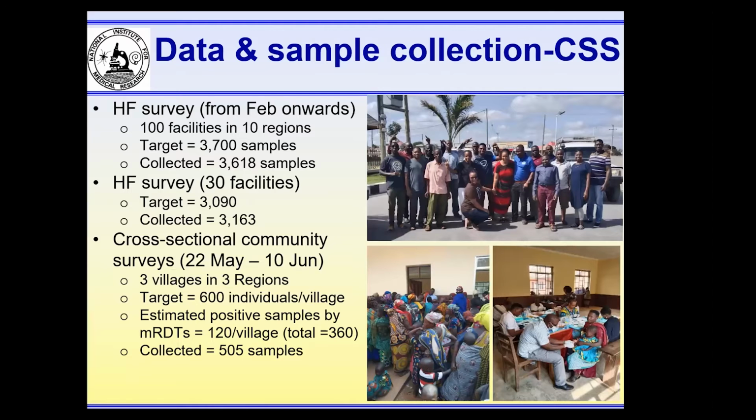So as I mentioned, we are covering 100 health facilities in 10 regions, targeting 3,700 samples, and we already collected over 3,600 of them. And we are also covering 30 facilities out of the 100 for extended collections with the aim of collecting over 3,000 samples, and we already surpassed the target. And in the cross-sectional surveys for asymptomatic individuals, we aim to collect 600 of them. We are now finalizing the collection and already had 500. These are the pictures during the surveys which are ongoing. Next, please.